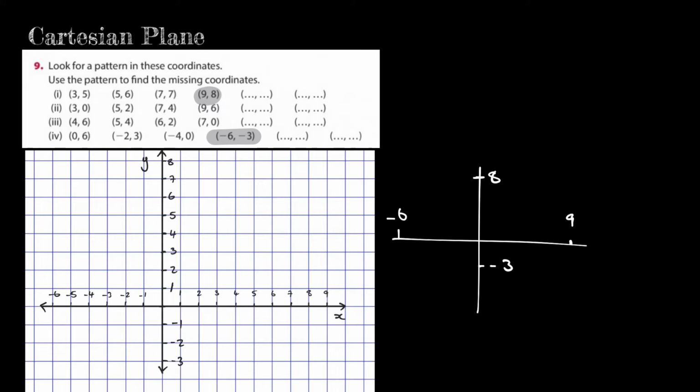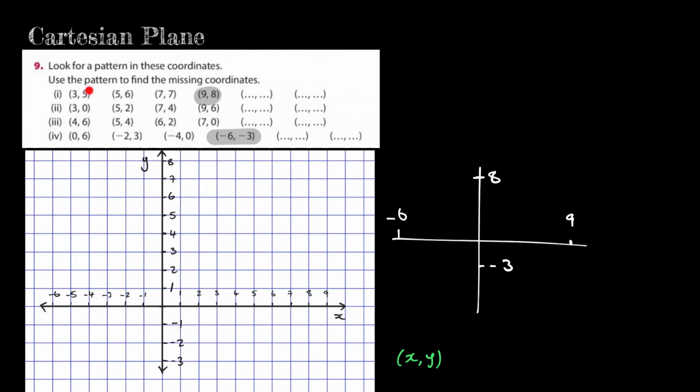And like we've done before, plotting the points is easy. The only thing that you need to remember is that your x value comes first and your y value comes second. So x always comes first, y always comes second. So we'll start off there with question 1. Question 1 says to plot these points here and then find out what the pattern is that follows.